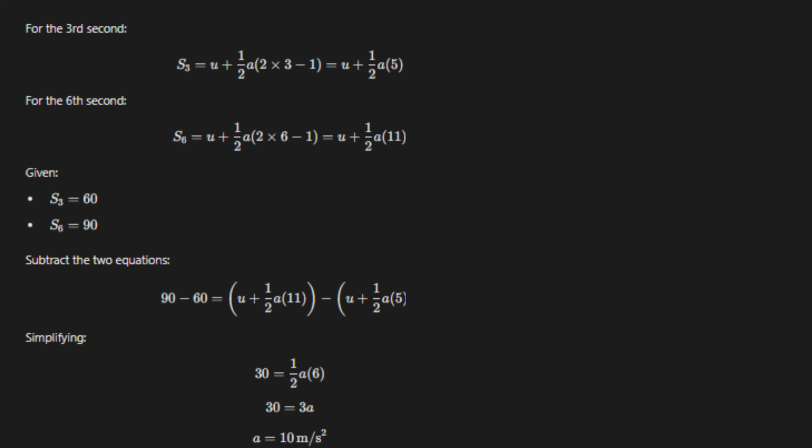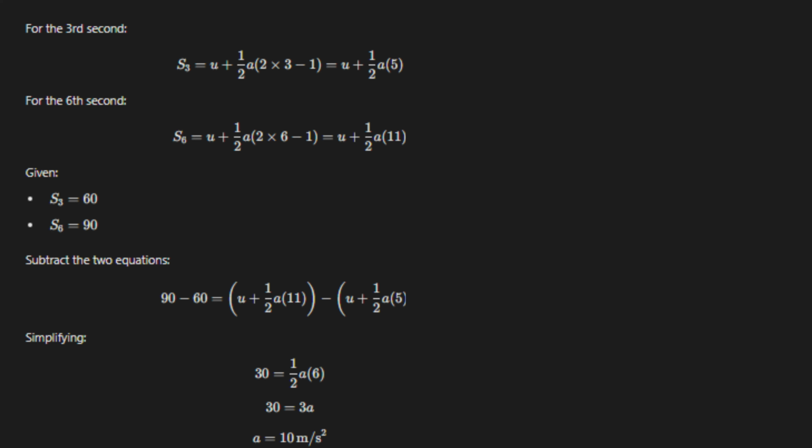which is Sn equals u plus half into a into 2n minus 1, where Sn is the displacement during the nth second, u is the initial velocity of the object, a is the constant acceleration, n is the specific second for which you are finding the displacement.